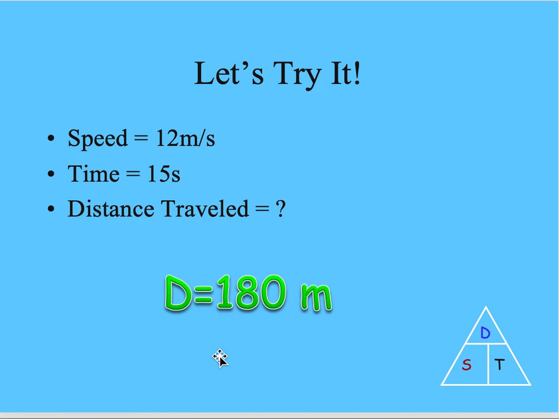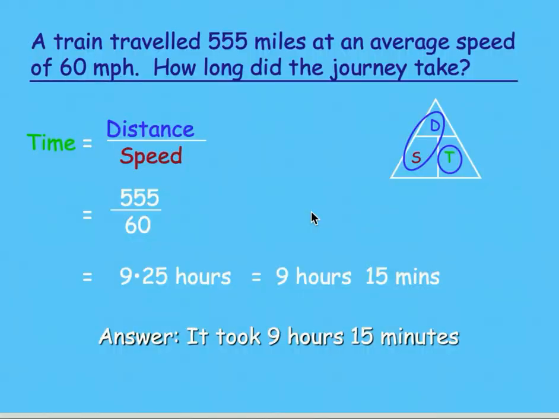Okay, so now you try. We know our speed. We know our time. We're going 12 meters per second. And we did that in 15 seconds. So we're going to multiply 15 times 12. Some of y'all might know that. It's 180, like it said. Now let's look at this one.